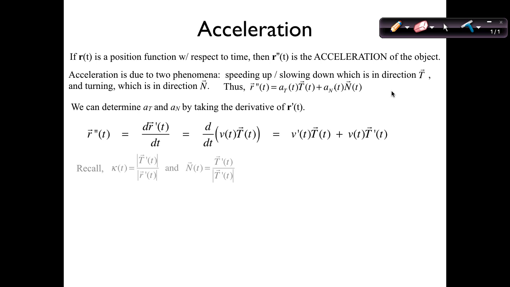So here's how that works. First I'm going to solve for T prime, and that's going to be the magnitude of T prime times N. And then the magnitude of T prime is going to be the curvature times the magnitude of r prime. So for the T prime function, I get that right there, and we're going to substitute that in for T prime.